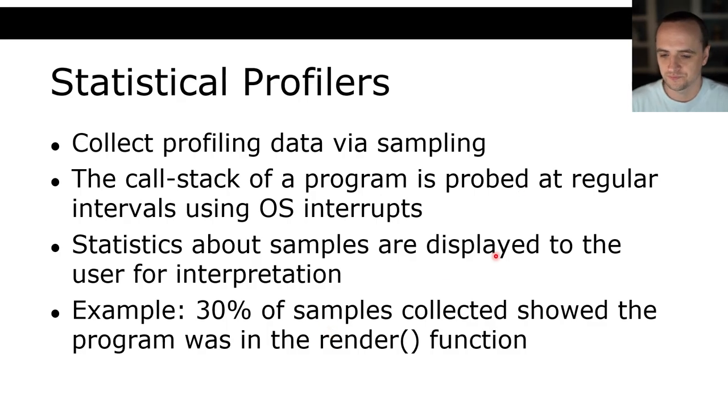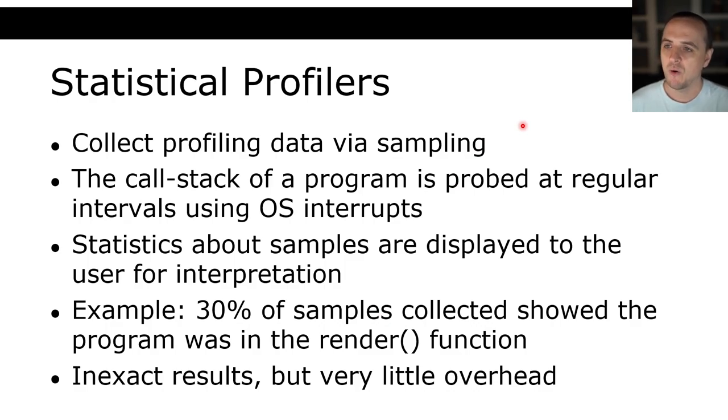So for example, you could run your statistical profiler, and maybe it's taking samples every 10 microseconds or something, right? And so at the end, you see 30% of the samples collected showed that when you probed, it said, I'm in the render function. So what that means is that probably 30% of your program's running time is in the rendering function, right? However, it's not exact. So the probing could get unlucky, statistically, but statistically, it's usually pretty good, right?